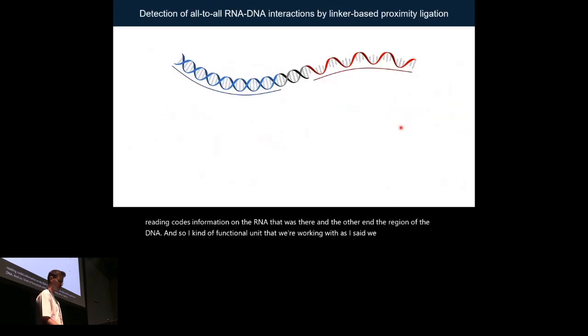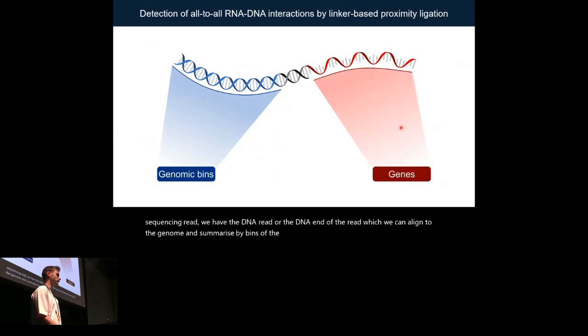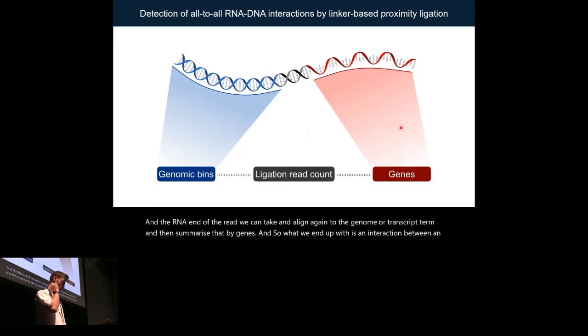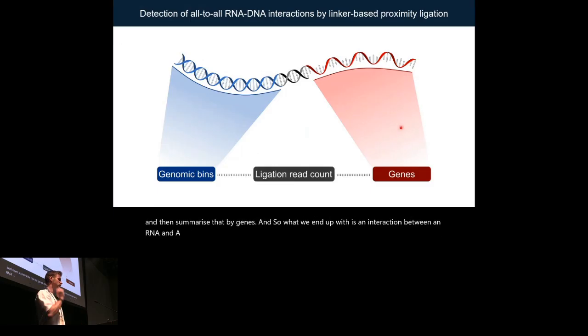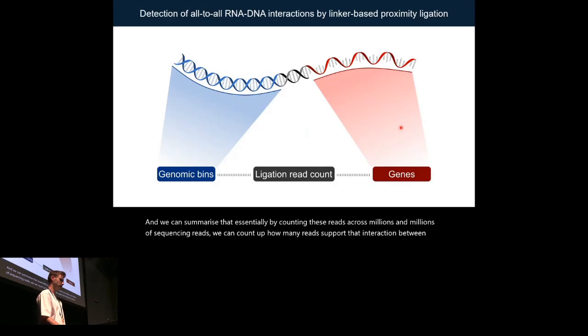And so our functional unit that we're working with is, as I said, a chimeric sequencing read. We have the DNA end of the read, which we can align to the genome and summarize by bins of the genome. And the RNA end of the read we can take and align again to the genome or transcriptome and then summarize that by genes. And so what we end up with is an interaction between an RNA and a bin. And we can summarize that essentially by counting these reads across millions and millions of sequencing reads. We can count up how many reads support that interaction between the RNA and the bin.